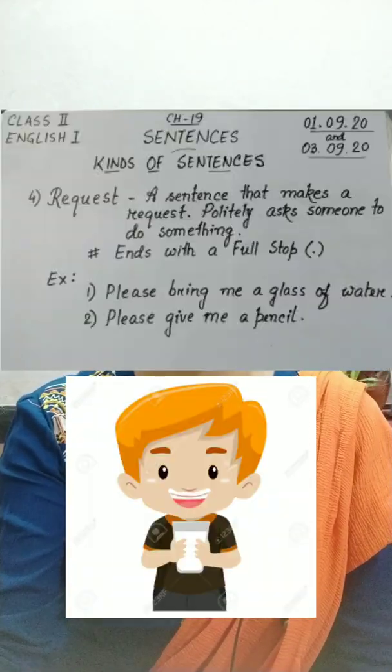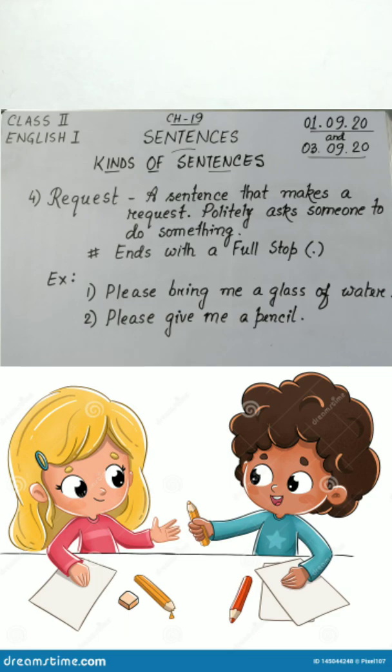Now we are coming to the fourth kind of sentence, which is a request. A request is a sentence where you ask someone to do something, but your tone is very polite. So you plead with someone, you request someone. This also begins with a capital letter and ends with a full stop. Let's look at some examples of request sentences. Please bring me a glass of water. Please give me a pencil. See, both the tones are so polite. You're requesting someone.